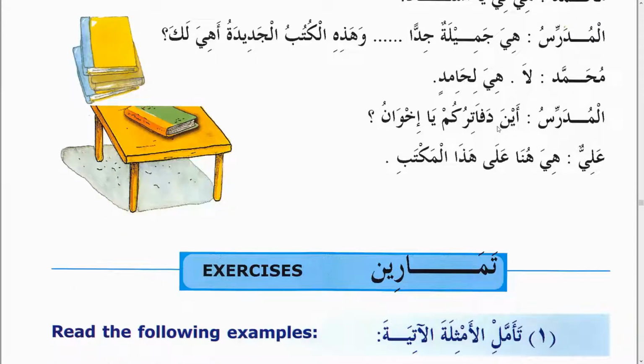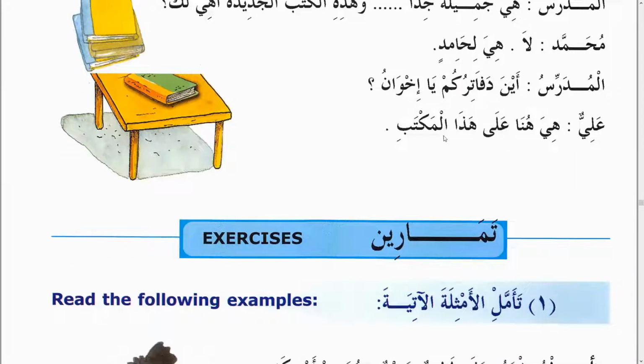Al mudarris: Aina dafatirukum ya ikhwan? Where are your notebooks, oh brothers? Aina dafatirukum. We learned previously, daftar, the plural is dafatir. And when a pronoun joins a noun, it becomes mudaf and mudaf ilayh, right? Where are your notebooks? Your, all of you, right? Rabbuka, rabbukuma, rabbukum. Aina dafatirukum ya ikhwan. Where are your notebooks, oh brothers?